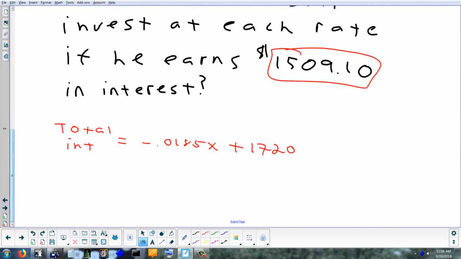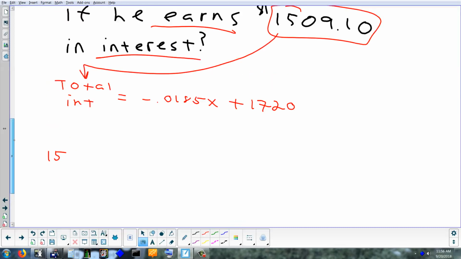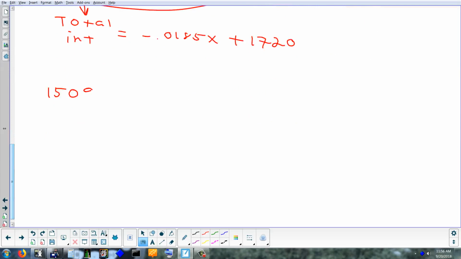Well, x is how much money he's investing, but that's not how much money he invested. Yep. Interest. That's his interest. Earned interest. So plug that in, and that will tell us what's going on. So 1,509.10 equals negative 0.0185x plus 1,720. Sometimes I solve it with a graphing calculator. Let's just use algebra.